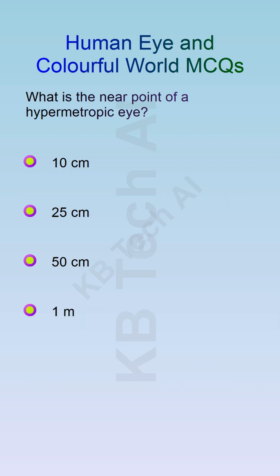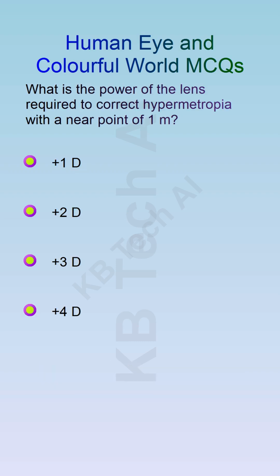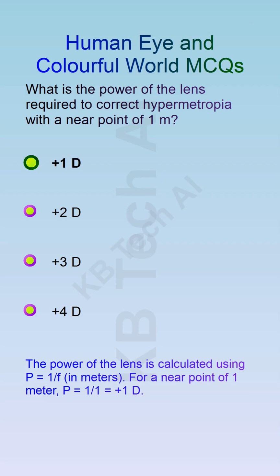What is the near point of a hypermetropic eye? Option 1, 10 centimeters. Option 2, 25 centimeters. Option 3, 50 centimeters. Option 4, 1 m. The answer is Option 4, 1 m. What is the power of the lens required to correct hypermetropia with a near point of 1 m? Option 1, plus 1D. Option 2, plus 2D. Option 3, plus 3D. Option 4, plus 4D. The answer is Option 1, plus 1D.